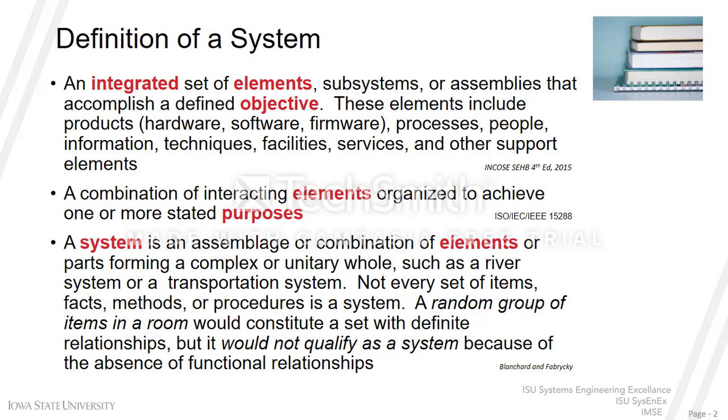So consider some of the similarities and differences in here. The first one, integrated set of elements, and talk about objective. It uses similar terms. We hear elements throughout the second and third one as well. The second one is very short and sweet, straight to the point, right? A combination of interacting elements organized to achieve one or more stated purposes. The third one is broader, but also gives more clarity. Not every set of items, facts, methods, or procedures is a system. What this one is highlighting is the fact that the true system is defined by the functional relationships in the integrations between subcomponents.